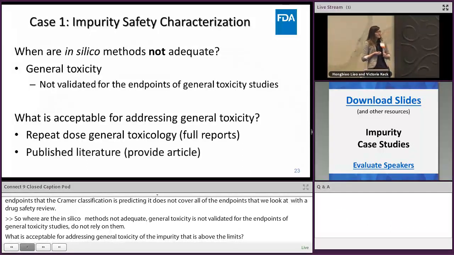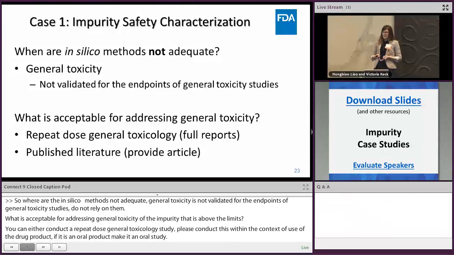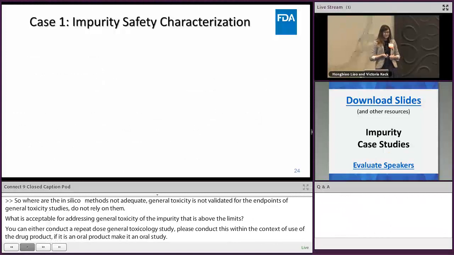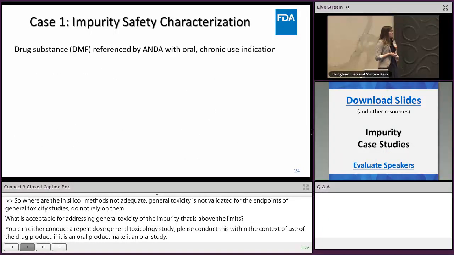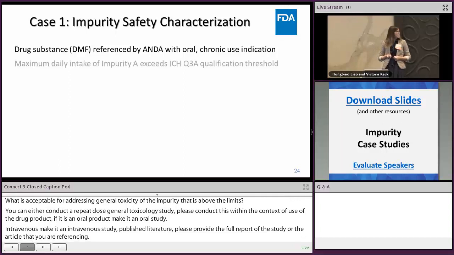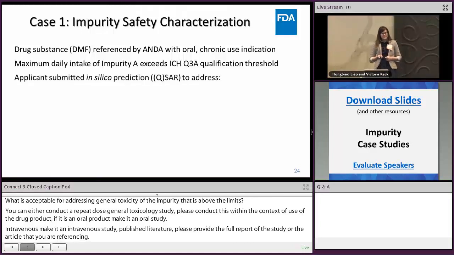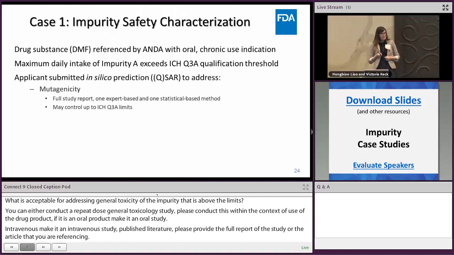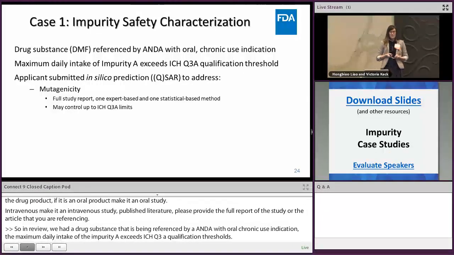And you can provide published literature, and please provide, again, the full report of your study or provide the article that you are referencing. So in review, we had a drug substance that's being referenced by an ANDA with oral chronic use indication. Maximum daily intake of an impurity in this drug substance exceeds ICH-Q3A qualification threshold. The applicant submitted in silico prediction to address mutagenicity, and in this case, it was acceptable. They submitted the full study report.